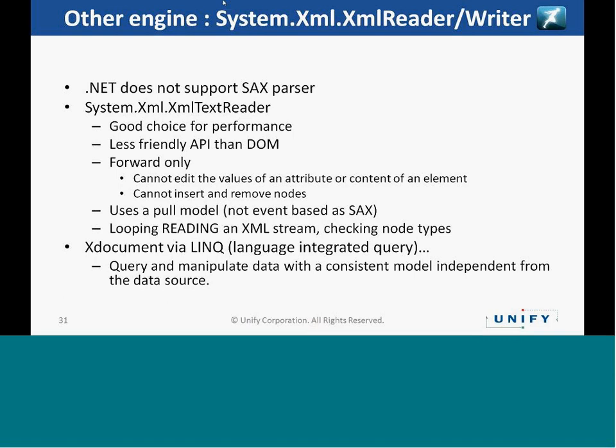It's a pull model, unlike SAX. You loop, reading an XML stream and checking the node type. So you load the stream and you just process it by reading, while SAX actually uses the push model. That means it sends you an event and you process it if you have a text element or that kind of thing. There's also some other engine that there's definitely no time to talk about. LINQ is very important in Visual Studio and in .NET. It's another way of accessing XML through the XDocument object, LINQ to XML. But we're not going to talk about it.